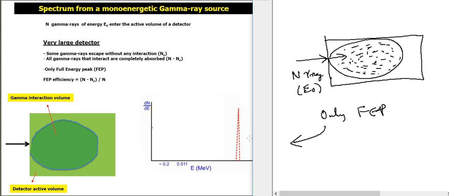And this is what you can see over here. Look, only the full energy peak, no background. Well, life is so cool, had it been so. Unfortunately for all of us, this is not possible. Why?